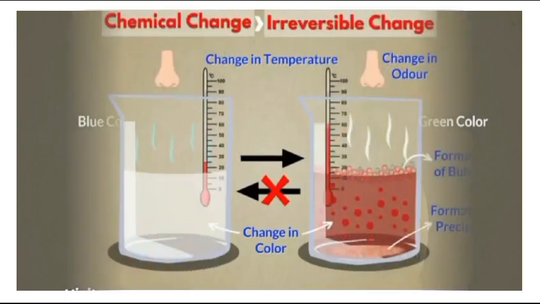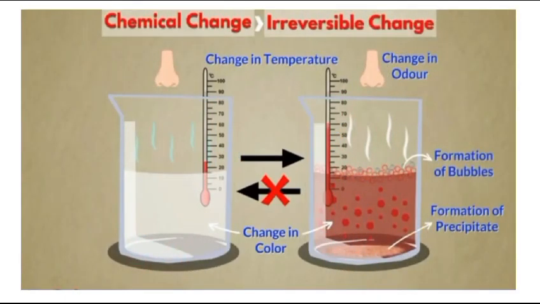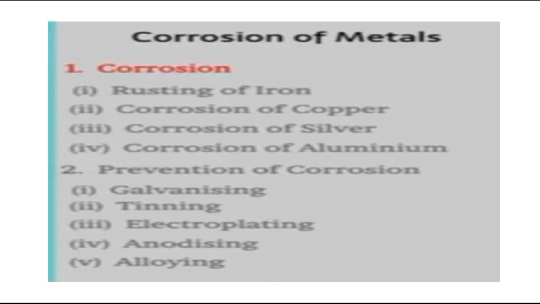In addition to change in chemical composition, a chemical change may also involve change in temperature, change in color, change in odor, formation of bubbles, and formation of solid material that we call precipitate. Changes that happen are permanent and cannot be reversed. Chemical changes are thus irreversible.